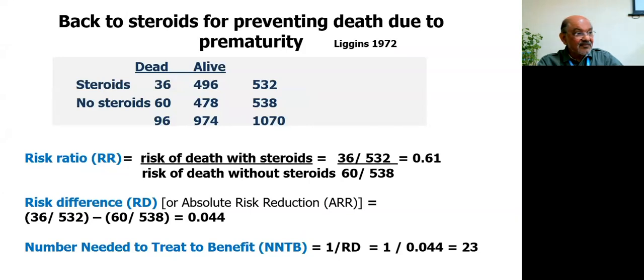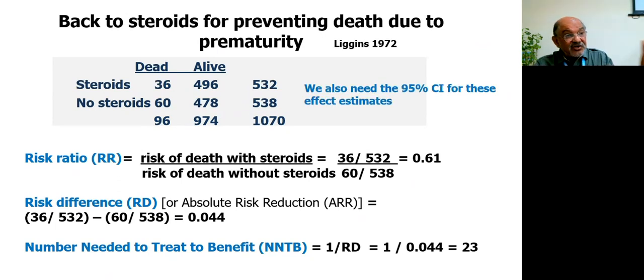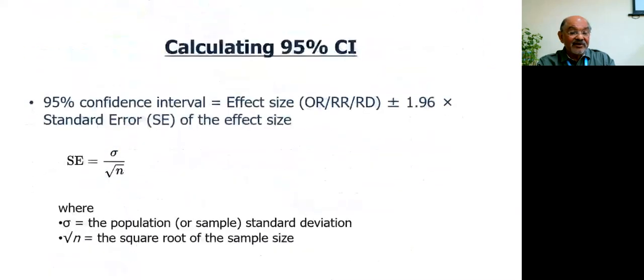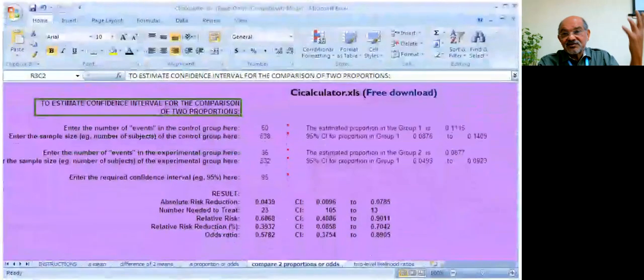Right? So if a paper has only given you p-values, but you have this table, you can calculate the risk ratio, the risk difference, and the number needed to treat. Okay, that's what you should do to actually interpret what happens. But we also need the 95% confidence intervals for these estimates. And there is a formula to calculate it, which involves the standard error, all very complicated. Just go and download a software.